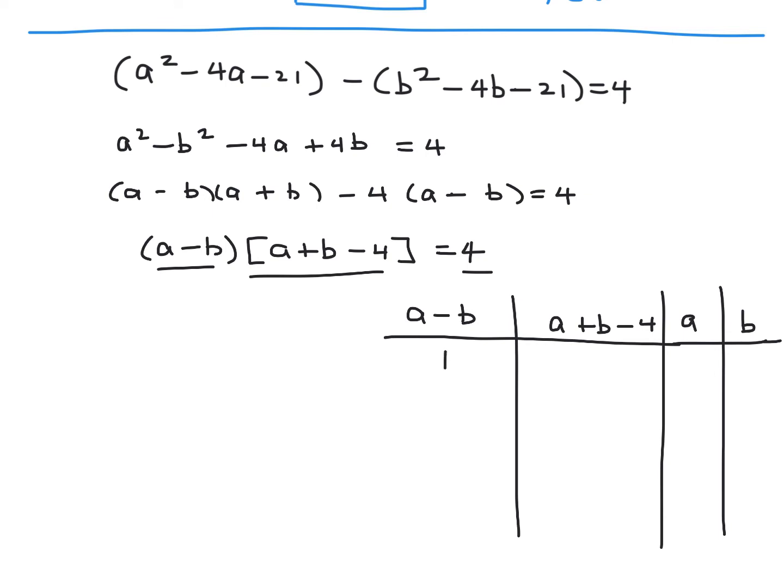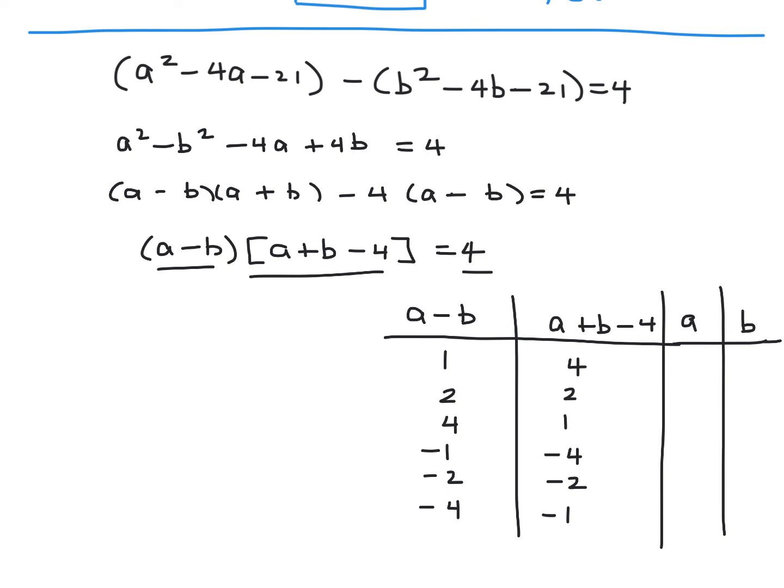Well, I could have 1 and 4. I could have 2 and 2. Or I could have 4 and 1. But don't forget the negatives. Negative 1, negative 4, that would also work. Negative 2, negative 2, or negative 4 and negative 1. Okay, so you just have to solve for these.